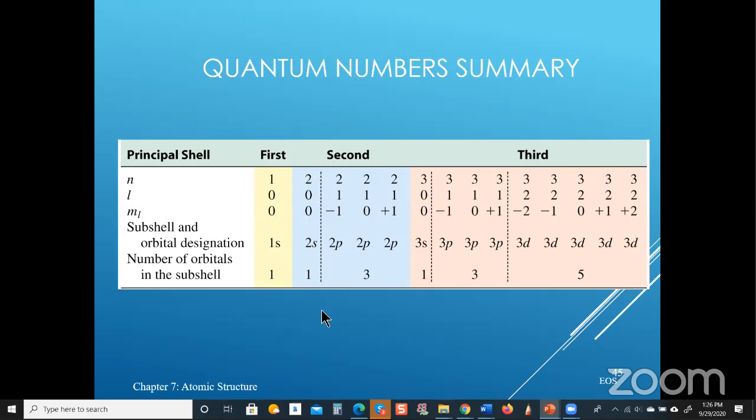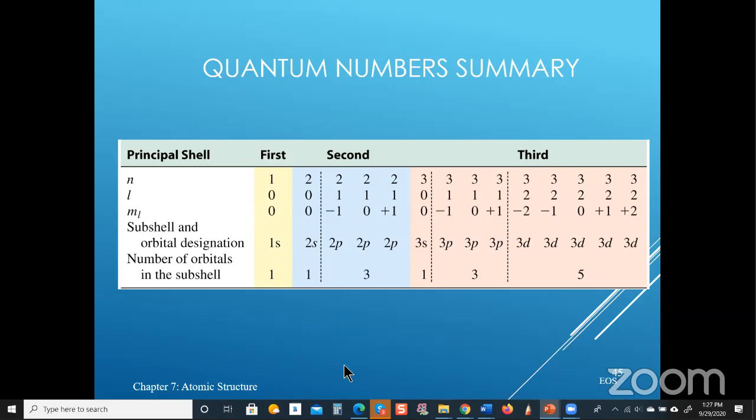Then when we get to the second shell, we have n equals 2, which means that there are two values of L, 0 and 1. For L equals 0, ML is equal to 0 only. The designation in this case would be 2s, because we have the s sublevel due to L equals 0 appearing in the second shell, n equals 2. And again, there's only one orbital, as in any situation where you have s orbitals.